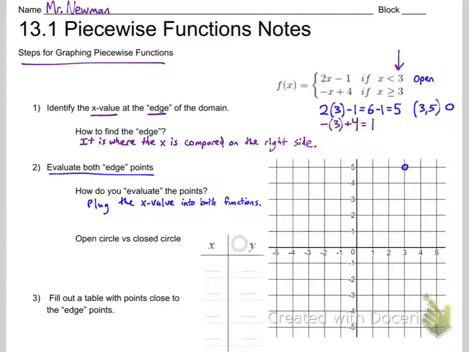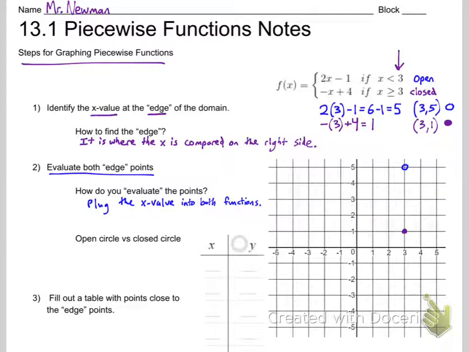Then let's plug 3 into the other function, negative x plus 4, and when you do that, you get 1, and that's going to be a closed circle because of this right here, x is greater than or equal to 3. And remember, a closed circle just means include that point. So (3, 1), and we have a closed circle there. And I'm going to plot the point (3, 1), and make that a closed circle.